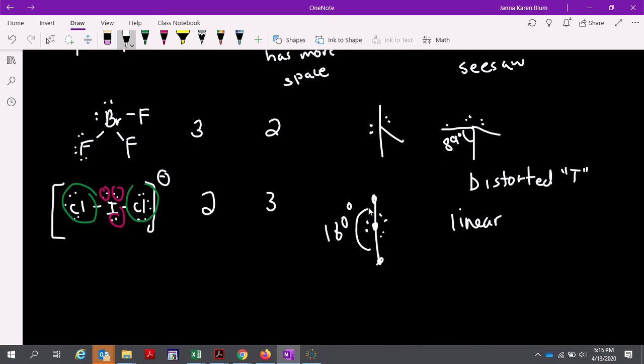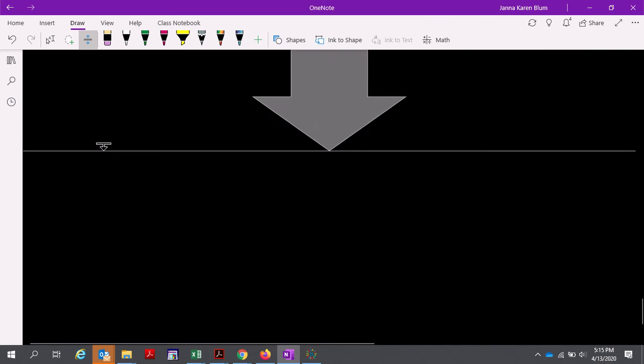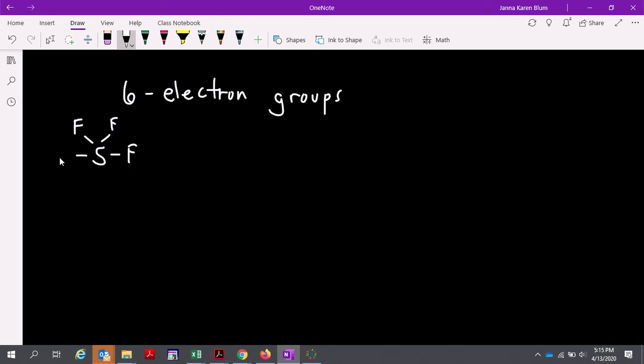And the last set we'll look at here will be 6 electron groups. And we're only going to do 2 of these because the rest of them will follow this pattern. So we can look at SF6, which is a sulfur with 6 fluorines around it.